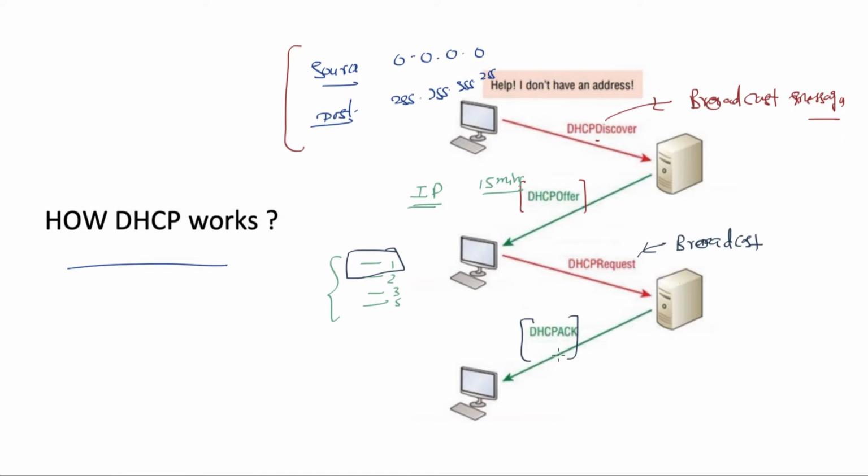Similarly, this message also may be broadcast, may be unicast. So it depends on the DHCP server. If it wants the other DHCP servers to also know that, see, my offer has been accepted and your offer has been declined, that's why these server messages may be unicast or may be broadcast.